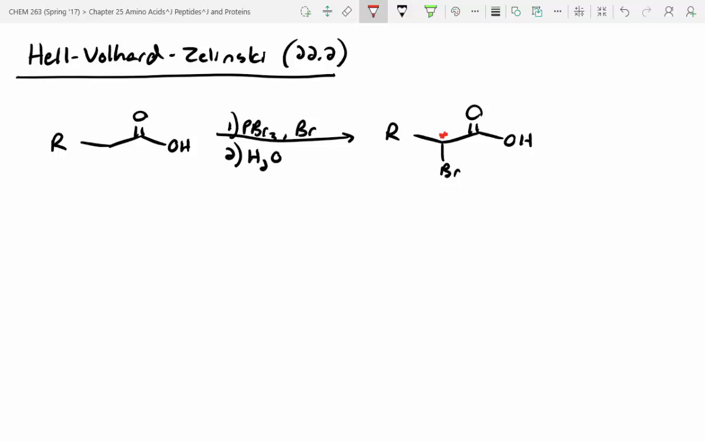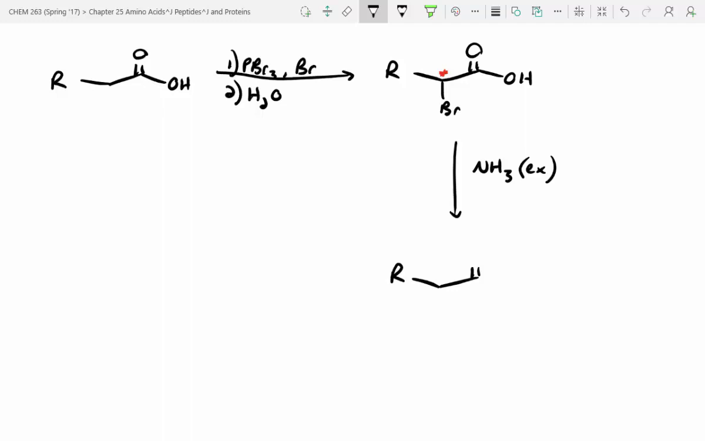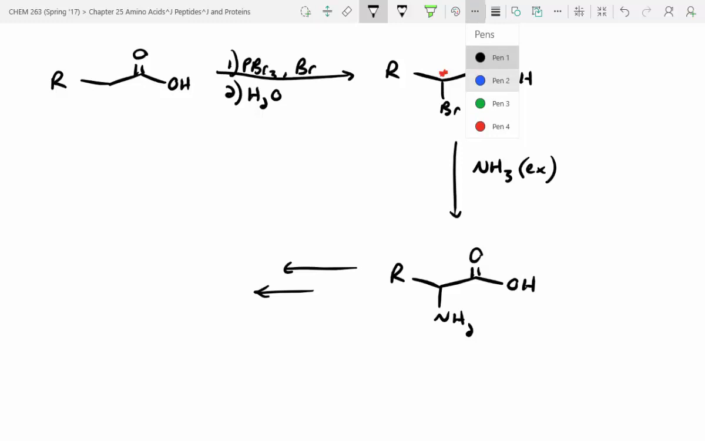Then in this next step, it's pretty straightforward. All you're going to do is treat this with ammonia in excess, and you can actually swap out that bromine for nitrogen. And again, this is still going to be a racemic mixture. However, you can purify these using chiral columns.